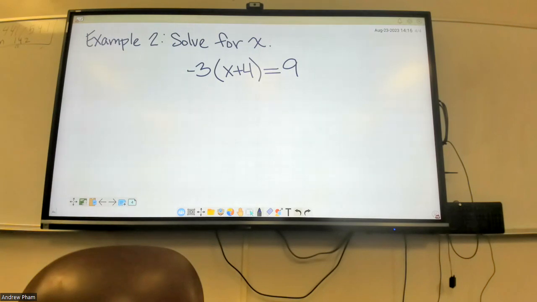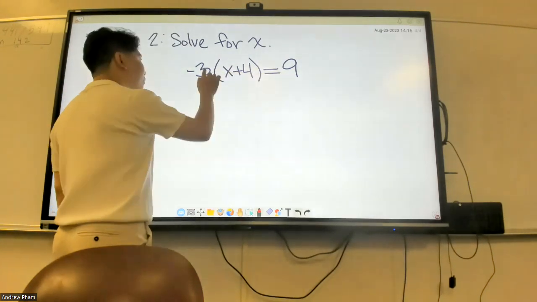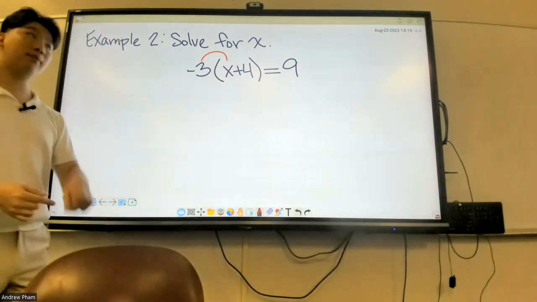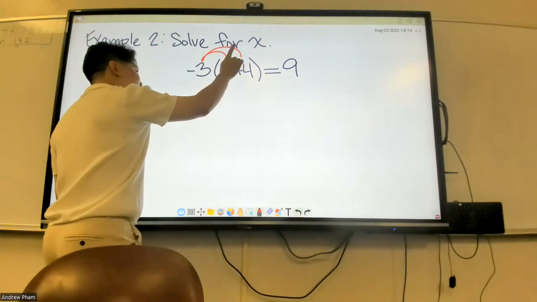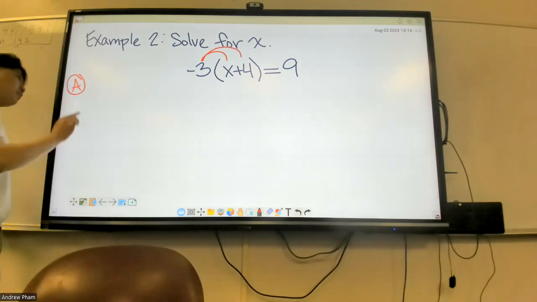So if I wanted to solve for x here, someone give me what would y'all do first? What's something that you could do? Yeah, so one thing that we could do, I'm going to show y'all 2 ways that we can do this. First way is we can distribute the -3. In other words, I can take this -3 and say -3 times x, and then -3 times +4. I'm going to call this method A.